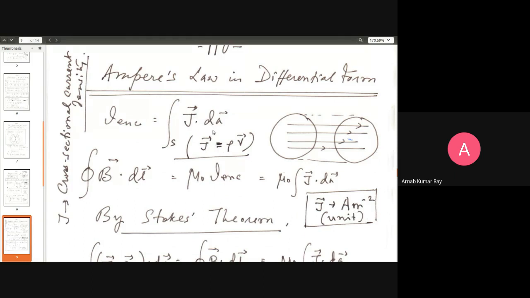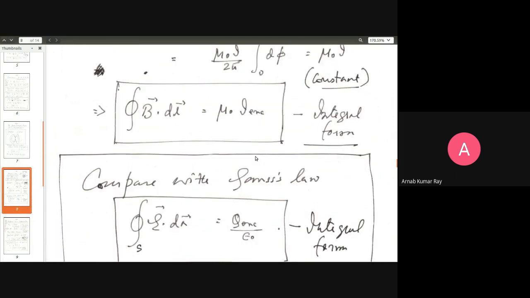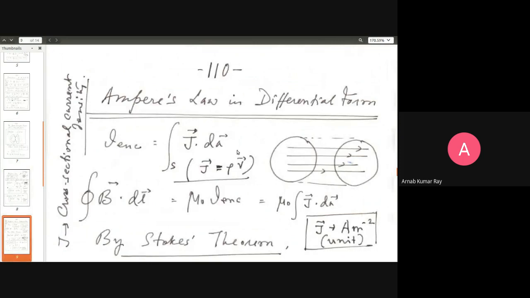I have written something over here, by the way. Current is actually a vector. Although casually we are writing a scalar here because we have just taken the scalar magnitude, current is actually a vector. Current passing through unit area is also a vector, and the area element itself is a vector. So you have to take the dot product of the cross-sectional current density with the area element and then integrate over the full surface area of cross-section, that S.